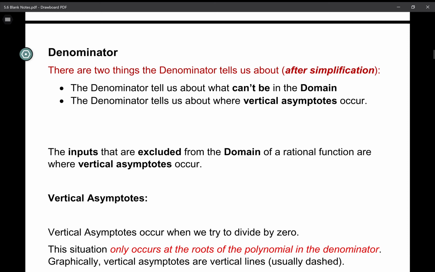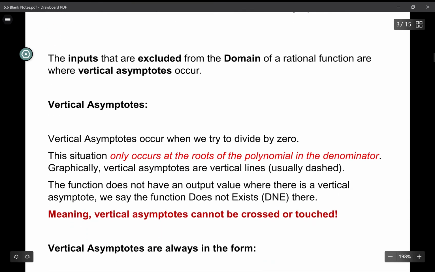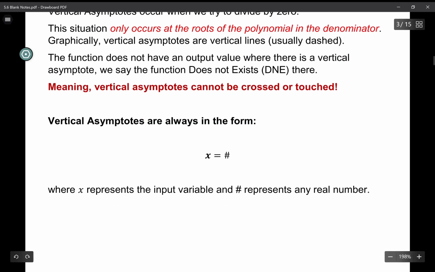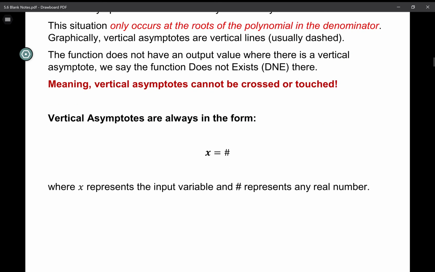What does that mean, a vertical asymptote? Well, that's what happens when we try to divide by 0. It just shoots off to infinity or shoots down to negative infinity because you're dividing by smaller and smaller values. Graphically, it looks like a vertical dashed line that the function cannot cross. You can't cross it, you can't touch it. When we write vertical asymptotes, they're vertical lines, so they're of the form x equals a number. So let's look at an example to put this all into play.